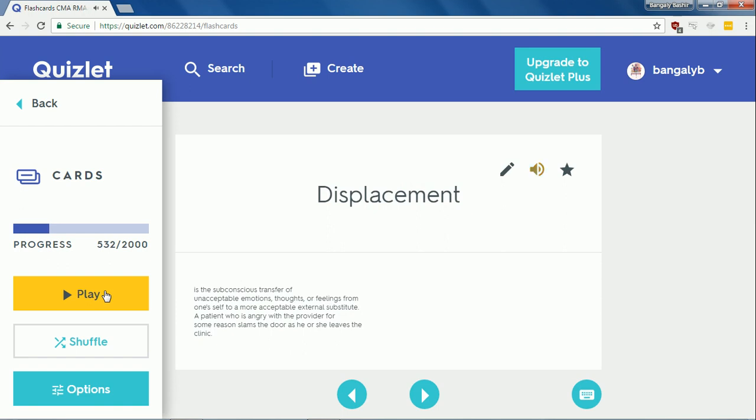Displacement is the subconscious transfer of unacceptable emotions, thoughts, or feelings from oneself to a more acceptable external substitute. A patient who is angry with a provider for some reason slams the door as he or she leaves the clinic.